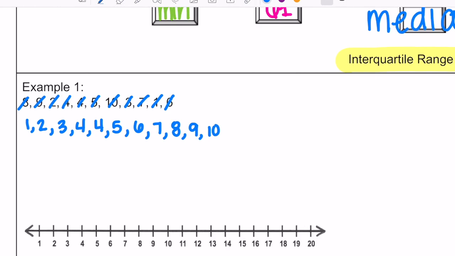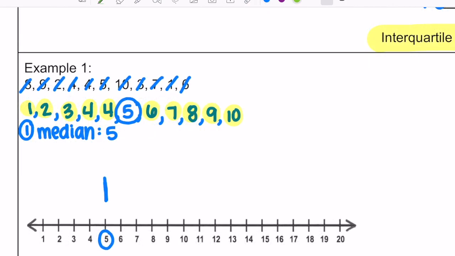Okay, now that my numbers are in order, step 1 is to find the median, or the middle number. So it's the number that's in the very middle of this list. So to find that, we can cross out 1 on each end and work our way to the middle. So I'd cross out 1 and 10, 2 and 9, 3 and 8, 4 and 7, 5 and 6, and now my number that's in the middle is 5. So our median is 5.